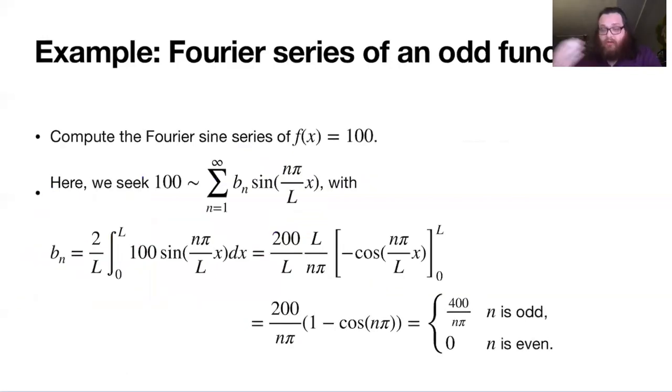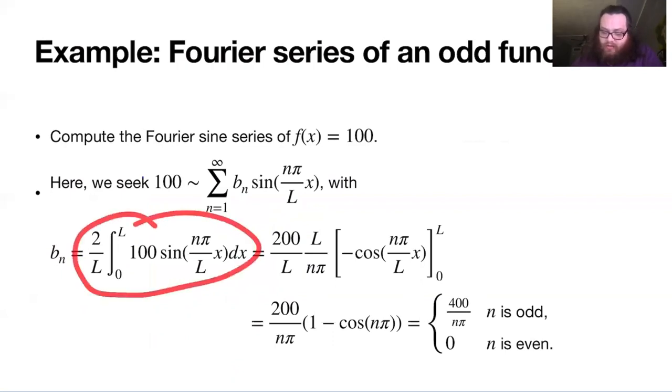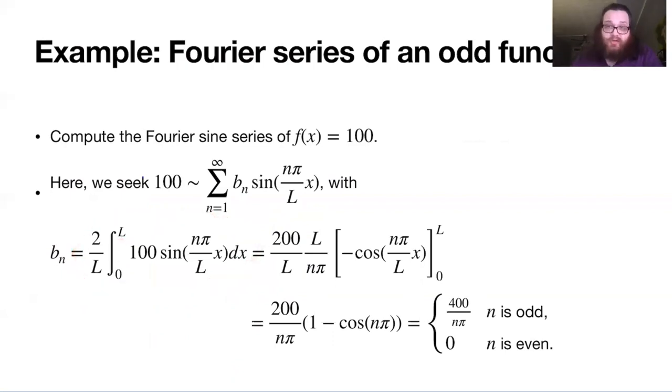And so the question is, okay, great, what are the actual coefficients? Right here, we're going to use this formula from 0 to L, because that's where our function's defined initially. And so if you go through, well, b sub n is this expression: factor out the 100, compute the antiderivative, plug in at 0 and L, and you're going to get this expression.